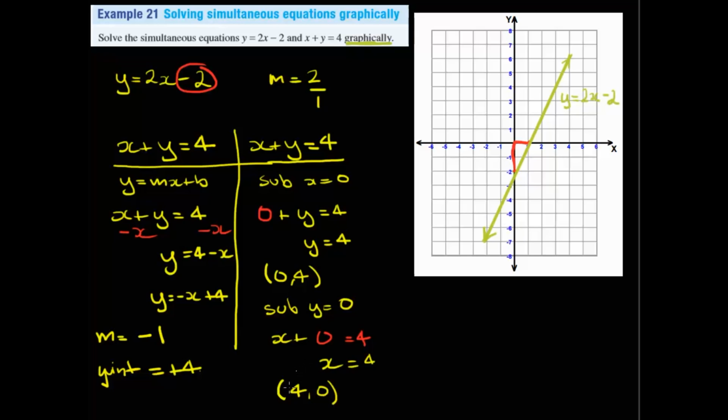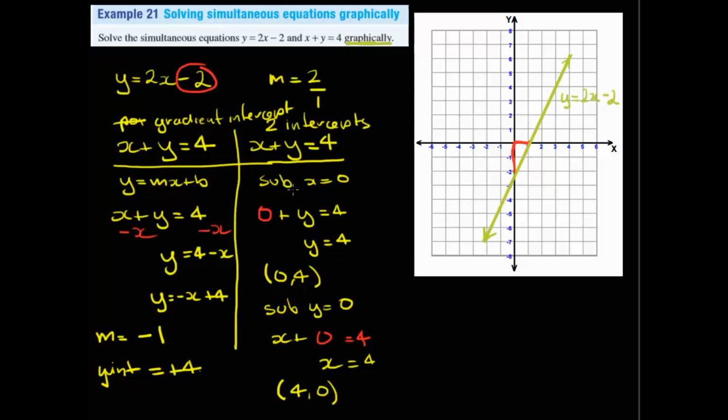Both ways will work. This is the way to get the two intercepts, and this is the point, or we sometimes call it gradient intercept. So we get the gradient intercept on this one and two intercepts on this one. You can choose which one you want to use.